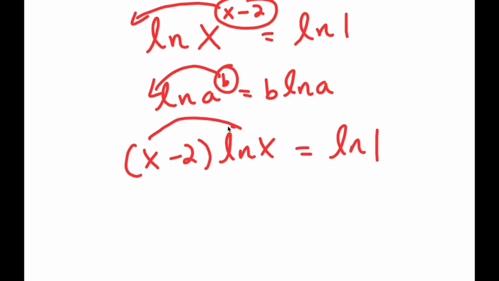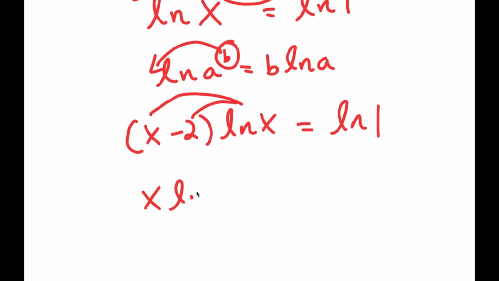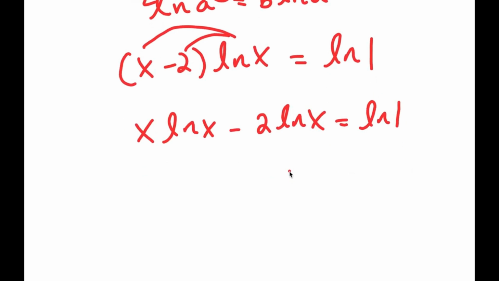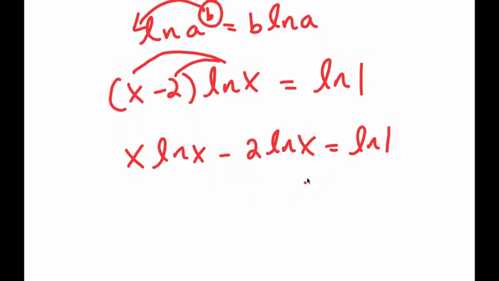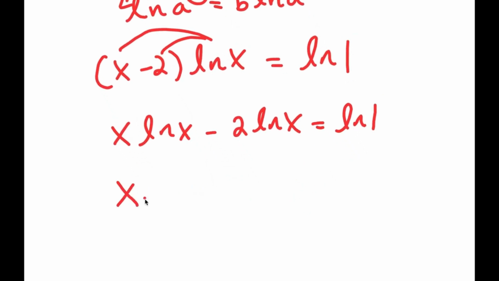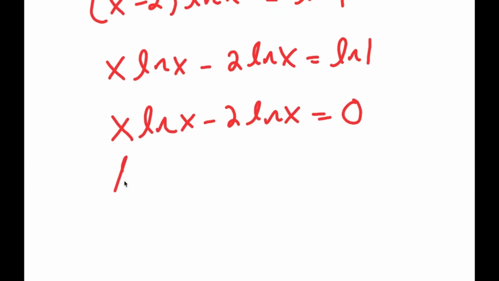Now I can distribute the ln x. So I get x times ln x minus 2 times ln x is equal to ln 1. And ln 1, that's equal to 0. So now I get x times ln x minus 2 times ln x is equal to 0. Now, I'm going to go back and factor out ln x. So I get ln x times x minus 2 is equal to 0.